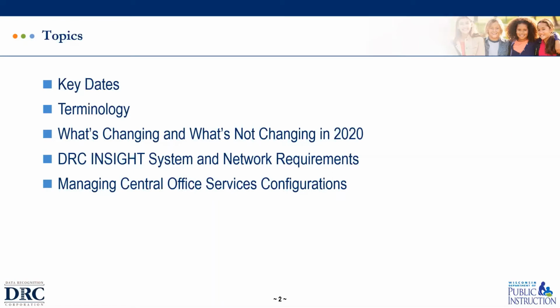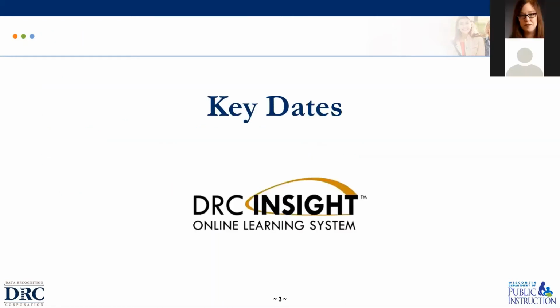We'll review the DRC system and network requirements, and then wrap up by doing an overview, or kind of an introduction, of the new Central Office Services interface and cover a couple common questions we get in customer service around how to manage a COS configuration. So we'll walk through those as well. So the first thing we want to cover is key dates.